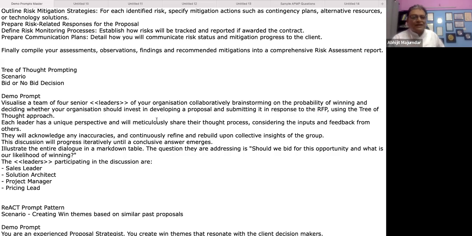And why am I deciding? Because should I invest actually? Because when you lose a bid, you are not only losing an opportunity, but you are losing a huge amount of money which you have invested in. You are losing a huge amount of morale which you have invested in the bid.